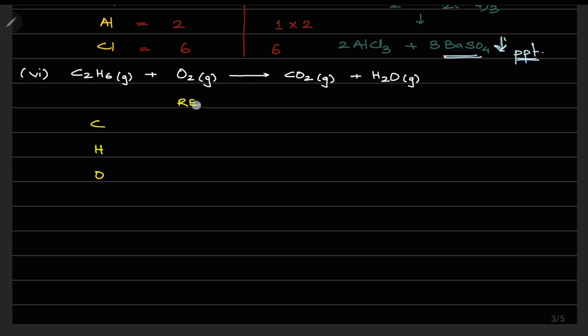We need to check how many of them are in the reactant side, how many are on the product side. So let's start with carbon. Carbon over here, how many on the reactant side? On the reactant side you have 2 carbons, on the product you have 1. So definitely multiply this thing with 2. Put a 2 over here. Carbon is balanced. Let's start with hydrogen.